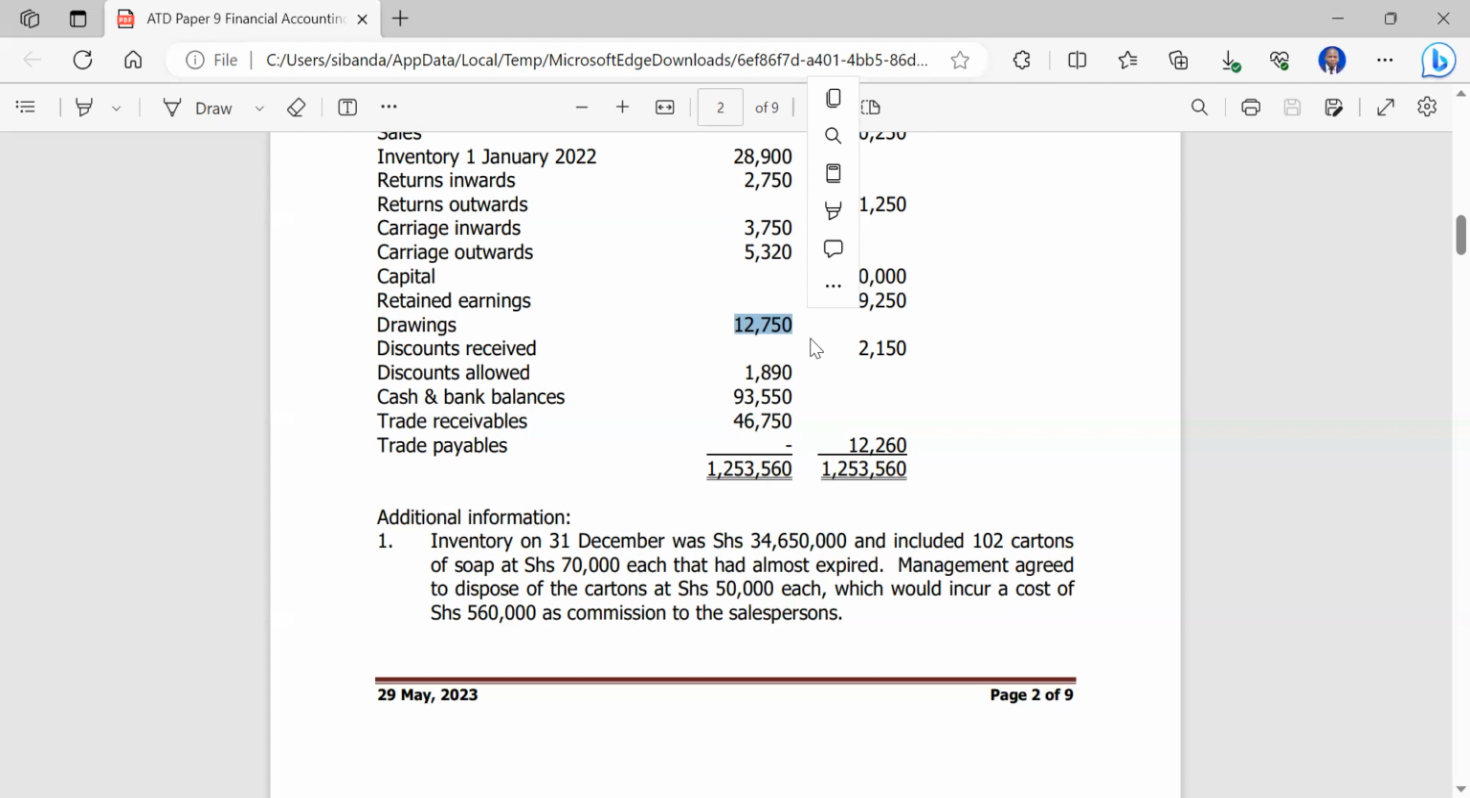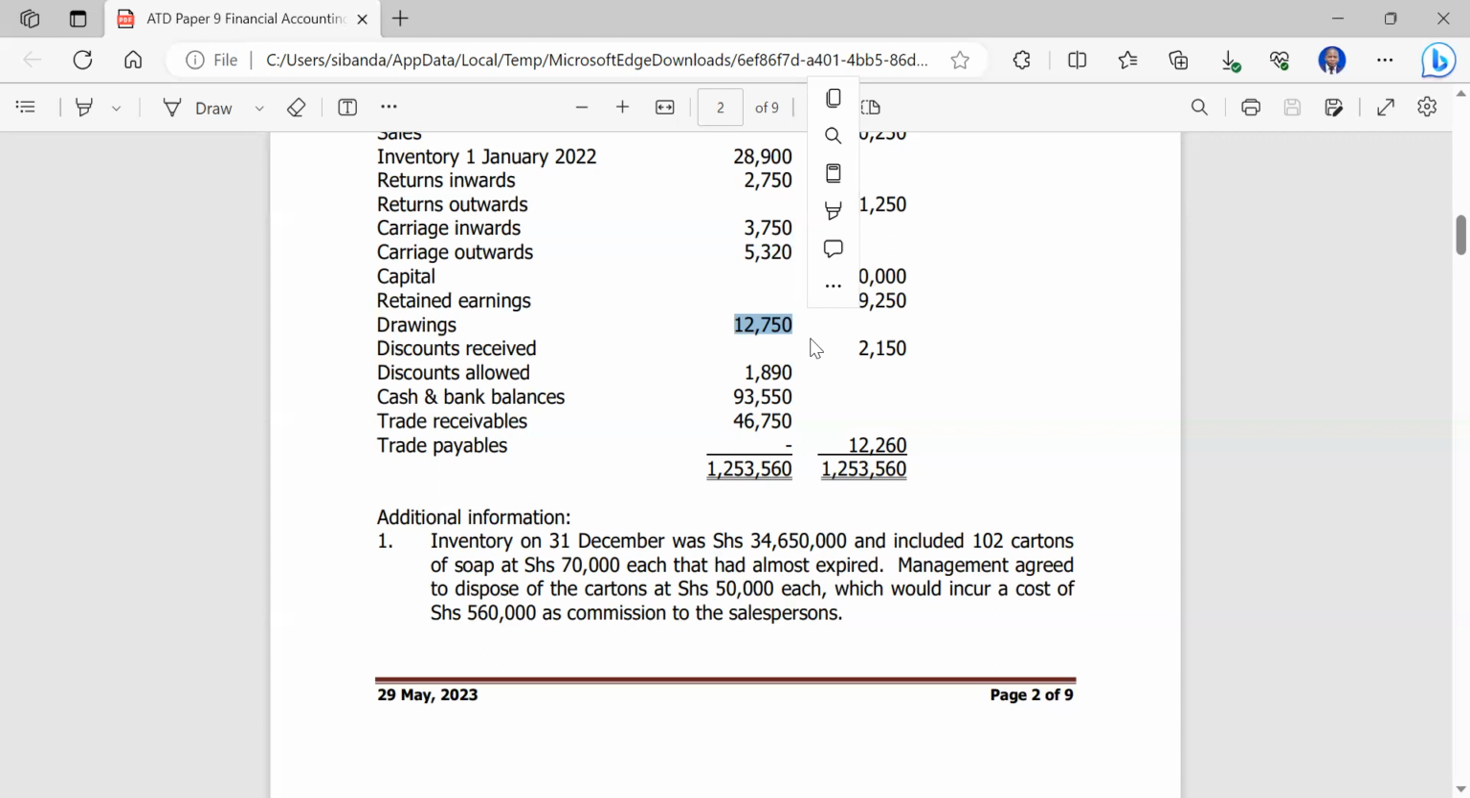I don't know where I got it from. I've been thinking there are drawings for business use and then for personal use. I've been differentiating them, so that's wrong. Drawings is for personal use.